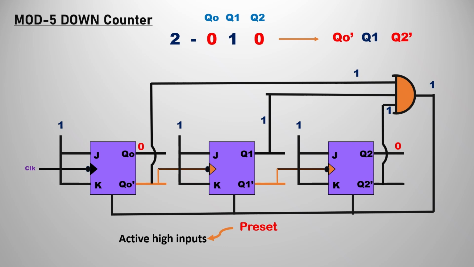So if you have the output, that is 0, 1, 0, you are going to take Q0 bar, that is 1, and Q1, that is 1, and Q2 bar, that is 1. So in this situation, we are going to have the AND gate output as 1. So it will pass all the way to 1, and all the outputs become 1. Whatever may be the outputs, the whole outputs become 1 at the time. So this is also preset active high inputs. I hope you can understand this one.